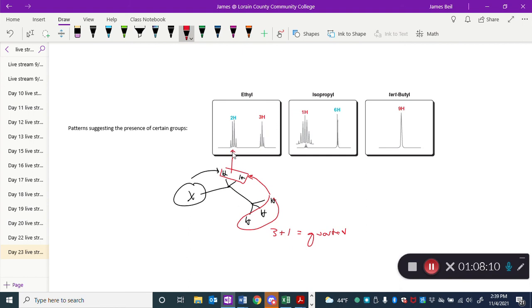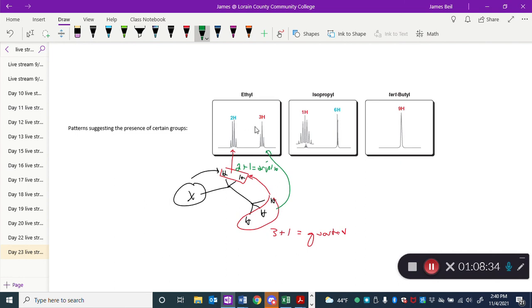Let's see exactly what I see. A quartet with an integration of 2, because there are 2 protons producing a signal. They're split into a quartet by the 3 neighboring protons. For this signal, it has an integration of 3, because there are 3 protons of that type. It's split by 2 plus 1 into a triplet. And that's exactly what I see, a triplet there with an integration of 3.